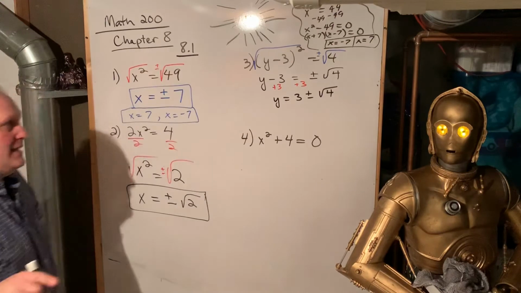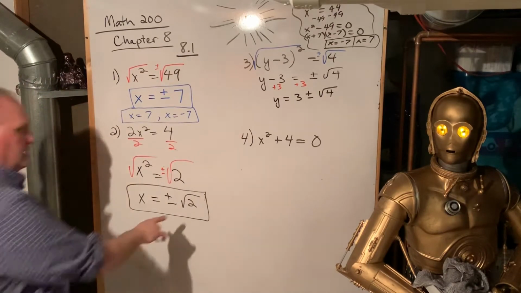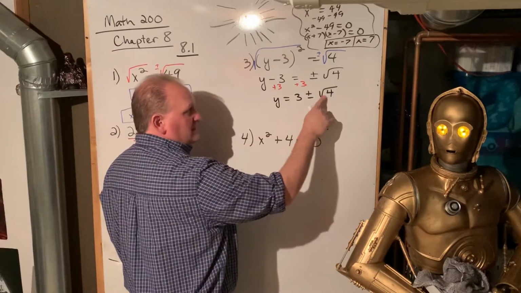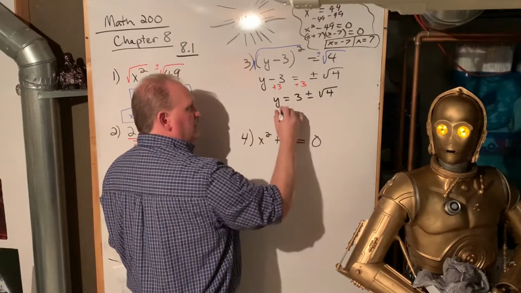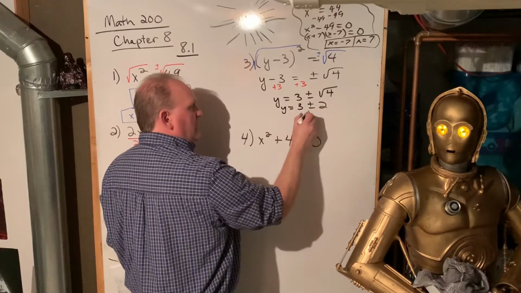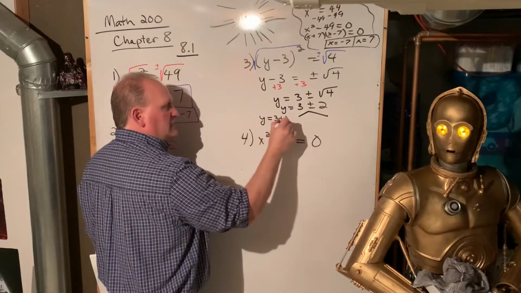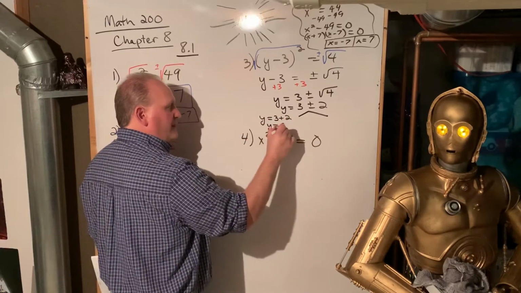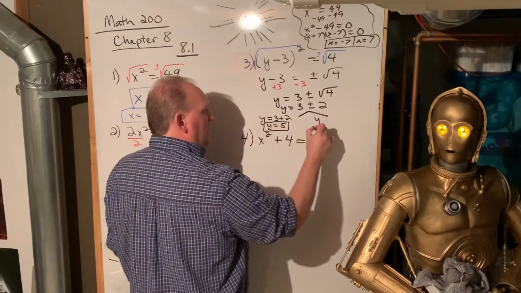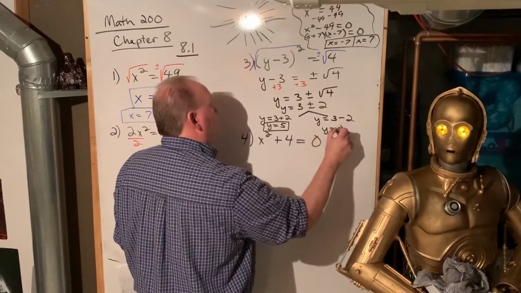That would be fine if the square root wasn't able to be fixed. Look, this, we can't fix it. It's the square root of 2. This can be fixed. The square root of 4 is 2. That's a perfect square. So we have this, 3 plus or minus 2. Well, that actually breaks into two answers then. Y equals 3 plus 2. Y equals 5. And y equals 3 minus 2. Y equals 1.